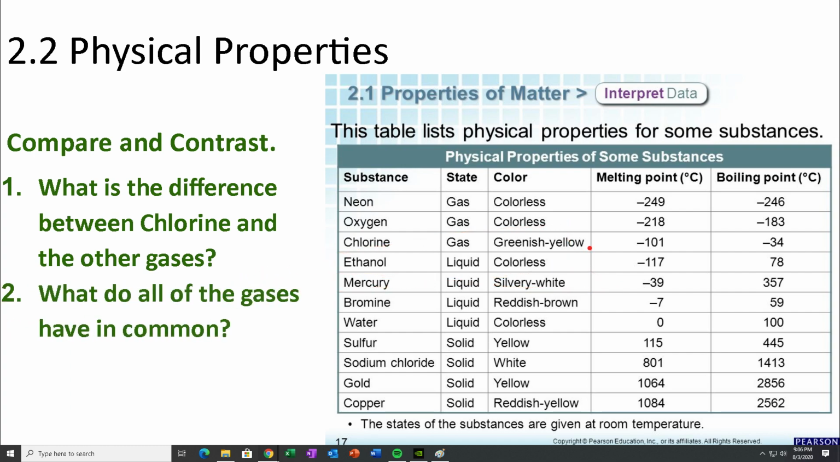So what do they all have in common? Again, we just went through it. Their melting points are below -100. Their boiling points are below 0.